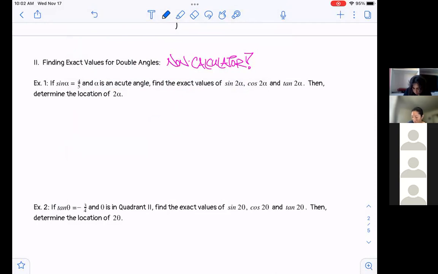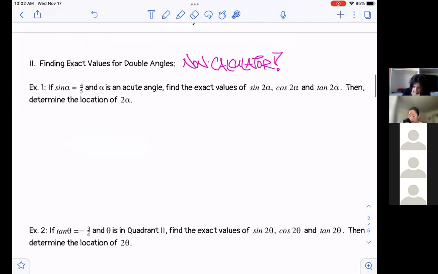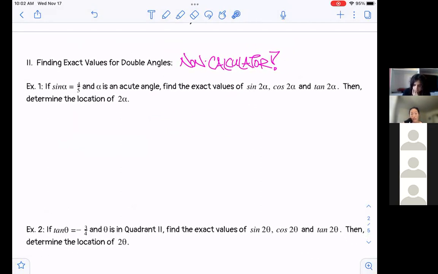So the expectation as we move through these is that we're able to do these without a calculator. All right. So let's take a look at this first example. If sine alpha equals 4/5 and alpha is an acute angle, find the exact values of sine 2 alpha, cosine 2 alpha, and tangent 2 alpha. In other words, we want to find the values for the double angles, right? Then determine the location of 2 alpha, all right?